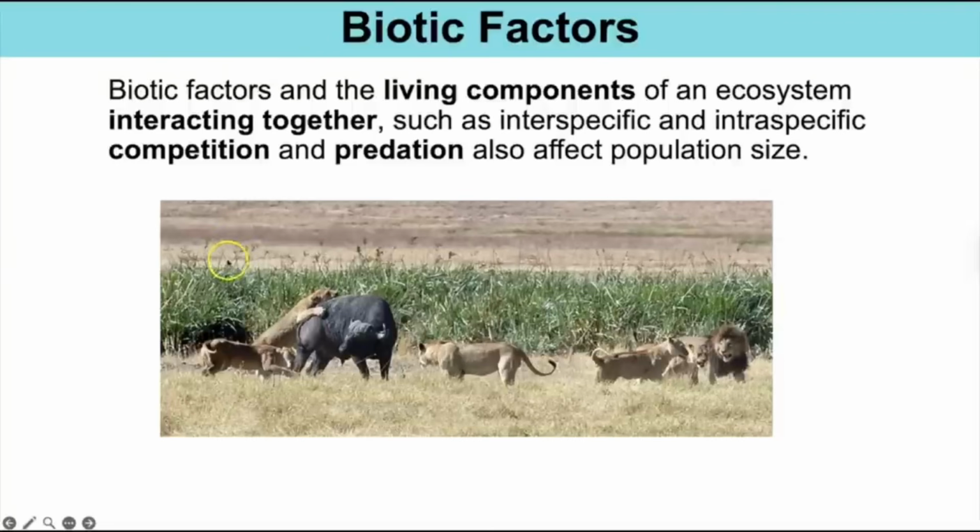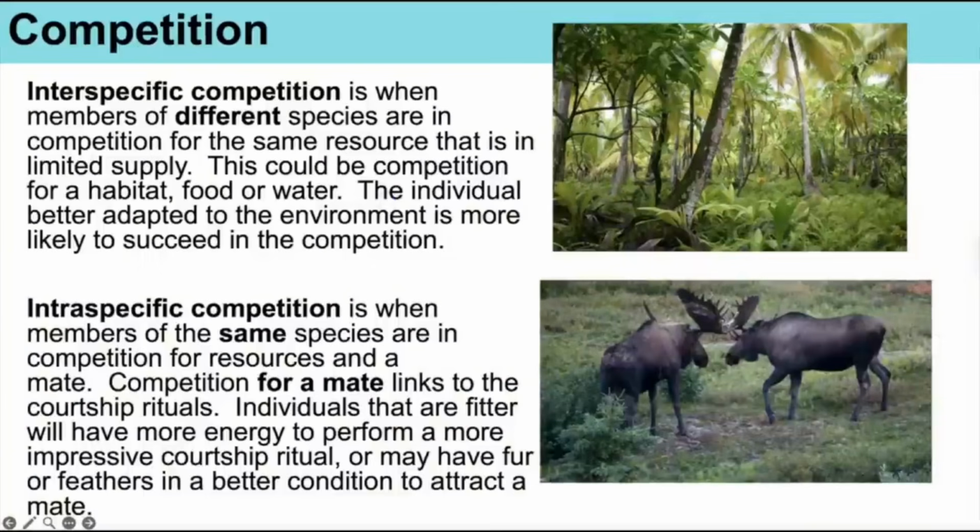Biotic factors, that is looking at things like competition and predation. Competition can be either interspecific or intraspecific. Interspecific competition is when members of different species are competing. And the way to remember this, I think, is international travel, spelt inter, when you're traveling to another country. So it's a different country. So interspecific competition is a different species.